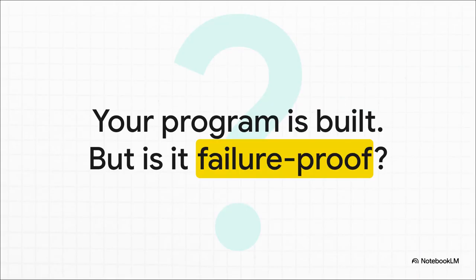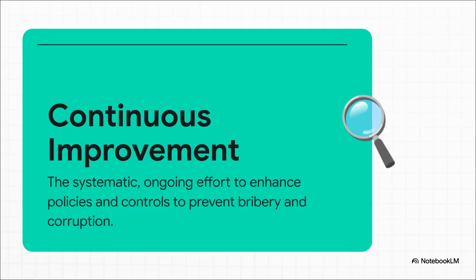So you've put in the work. You built out your anti-bribery program, you've checked all the boxes, you think you're done, right? Well, here's the question you've got to ask yourself. Is it really failure-proof? Because having a program written down is one thing, but making sure it can handle the pressure when things get real, that's a whole other ballgame. And that's exactly where this idea of continuous improvement comes in.